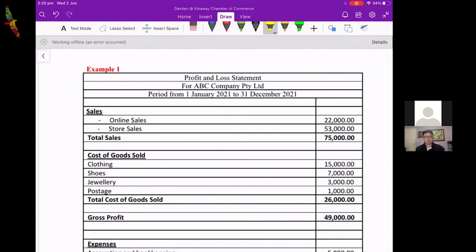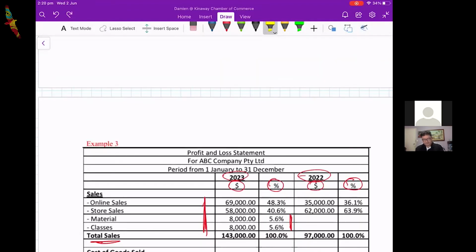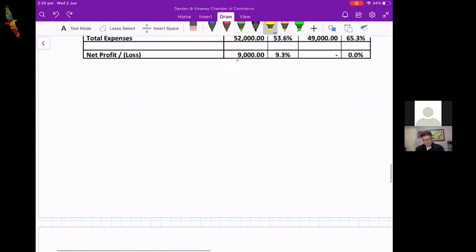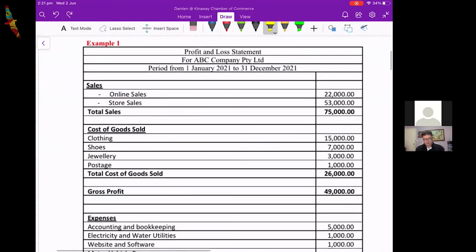First of all, this is telling us that this is a profit and loss statement. So we know what type of statement it is. We know that this is for ABC Company Proprietary Limited. So we know who the profit and loss statement is for, what entity.